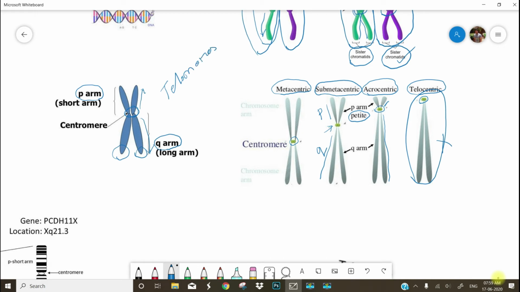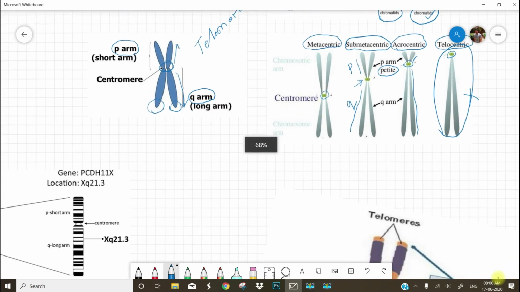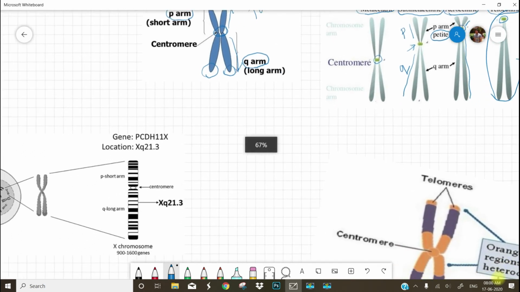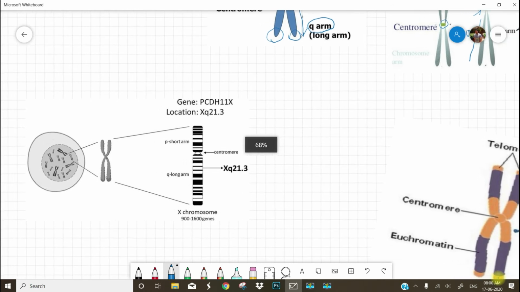Telomeres. This telomere is a specialized region related to cellular aging. So we will discuss the telomere in some other video lectures. It's a very important region which acts as a protective cap of the chromosome. Well, let me help you to identify a chromosome location.